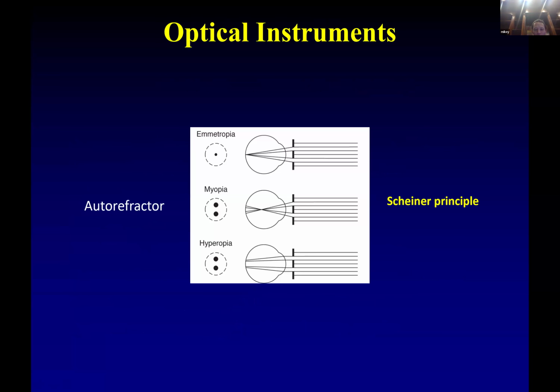So how does the autorefractor work? Well, a cool thing, I think it's Scheiner, hopefully I'm pronouncing that right. If you have a double pinhole, when the light goes through, if they're emmetropic, it goes to a single point. But if you're myopic or hyperopic, you get 2 points of focus. And so the device goes back and forth until it finds a single point of focus. That's how an autorefractor works.